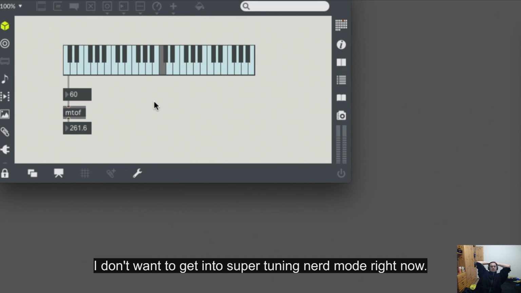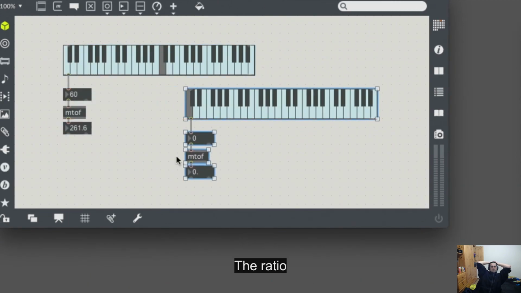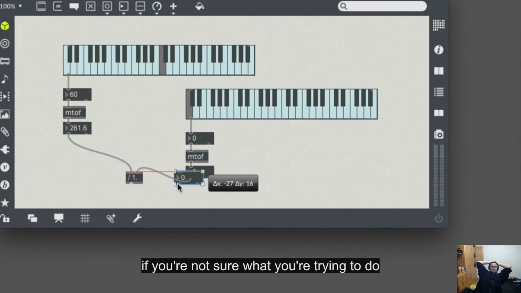That's what 12 tone equal temperament is all about. I don't want to get into super tuning nerd mode right now. But the point is that the ratio between each of these is always the same. So let me show you what I'm talking about. The ratio is just what happens when you divide these two numbers. So I want floating point division, and so 1 is a good number to divide by if you're not sure what you're trying to do, or if you don't know in advance what the numbers are.